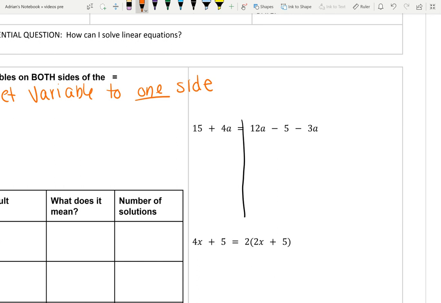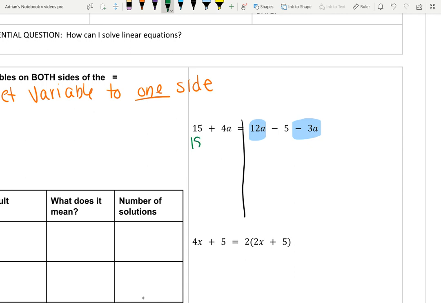So I'm looking for distribution. I'm looking for like terms. So I see here that on my right side, I have a 12a and a minus 3a. Now on my other side, on the left side, I do have a 4a. However, I can't combine it because it's not on the same side of the equal sign. I'll show you what we're going to do with that next.